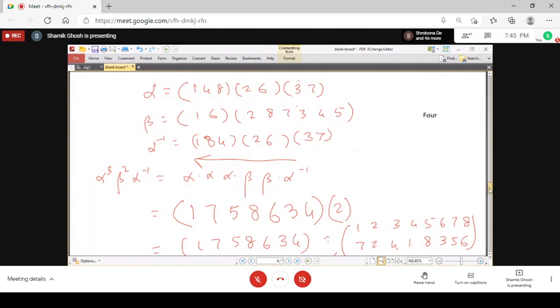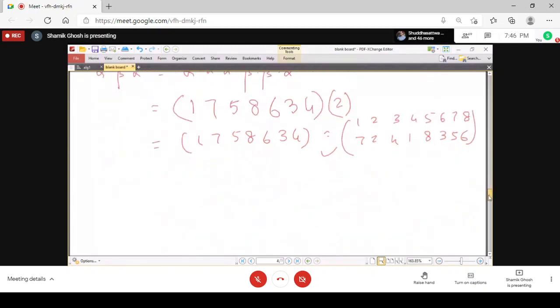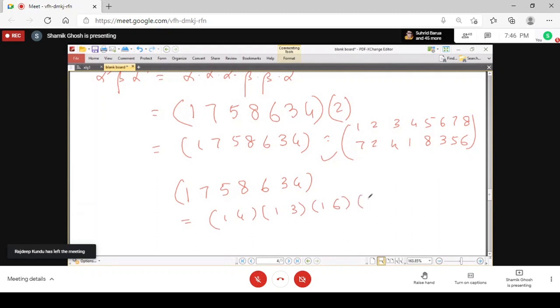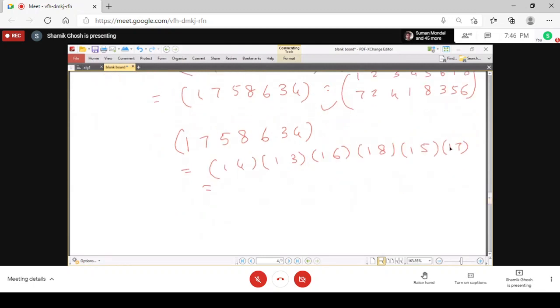Now another thing is that when we came to the notice of the fact that every permutation is the product of disjoint cycles, then another interesting fact is that every cycle, if you take this cycle 1 6 3 4, you can write in this way also: (1 4)(1 3)(1 6)(1 8)(1 5) and (1 7). Because if you compose them, you start from the last.